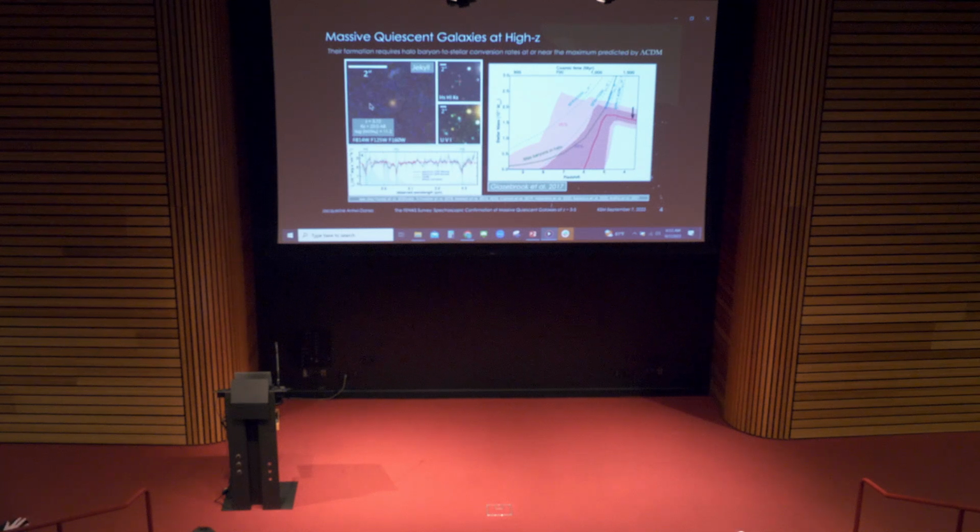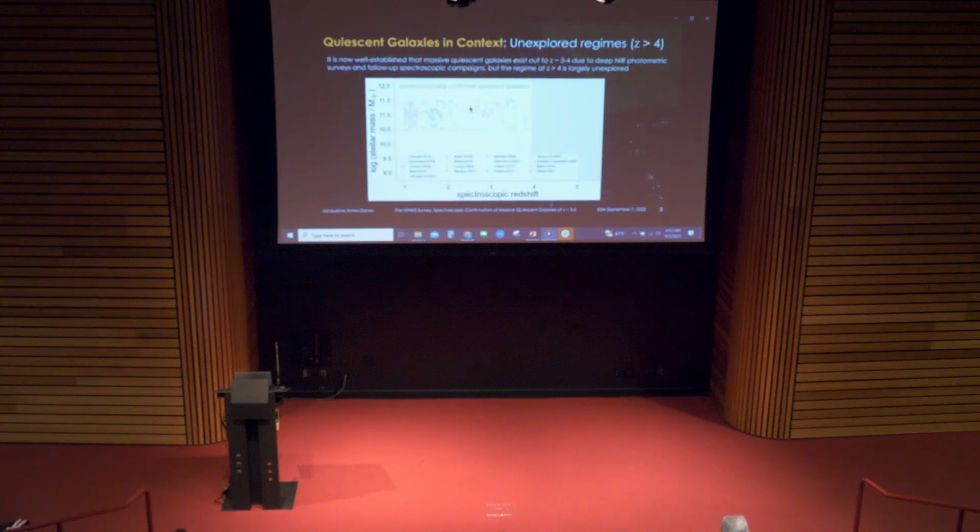This is extremely efficient and rapid star formation, and it's very uncommon in the local universe, where galaxies only use up to 5 to 10% of their halo baryons. A few other observations of massive quiescent galaxies at high redshift, specifically redshifts greater than 3, have come out to corroborate this picture. However, there are only a handful of these spectroscopic confirmations.